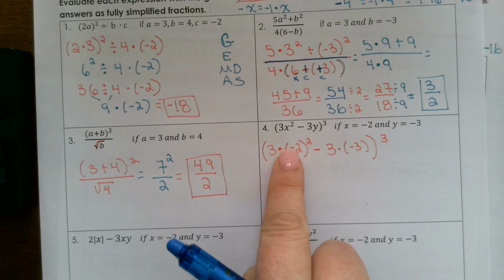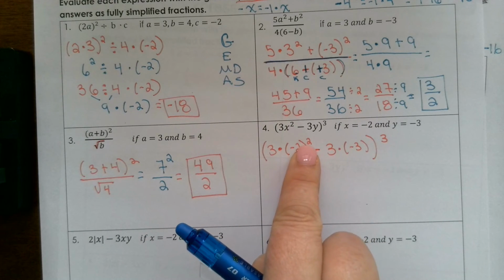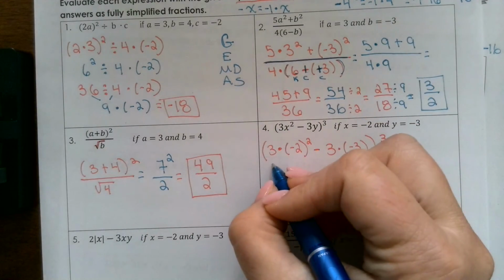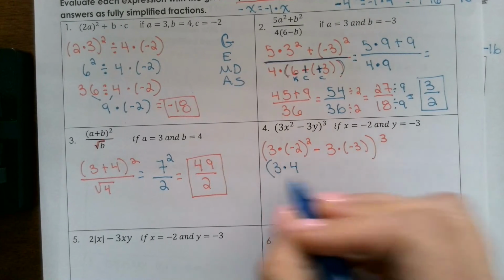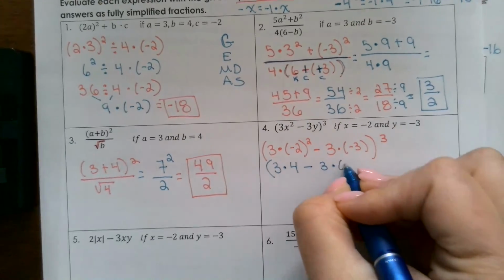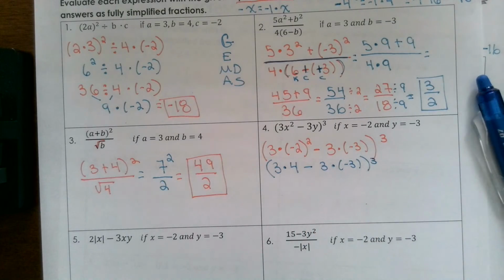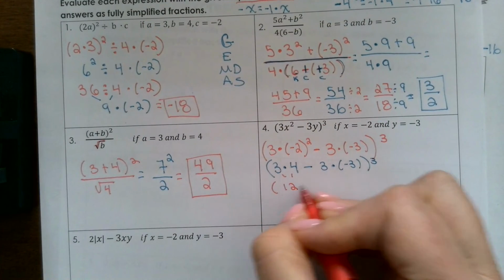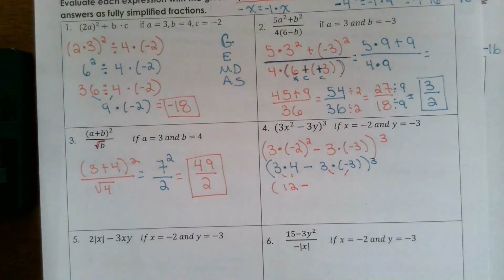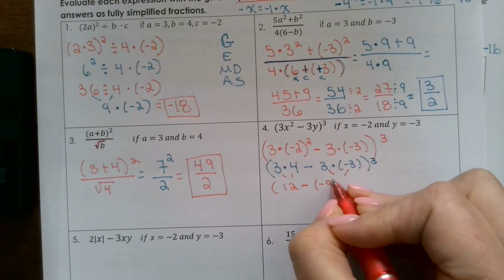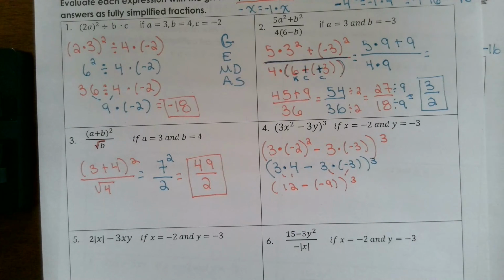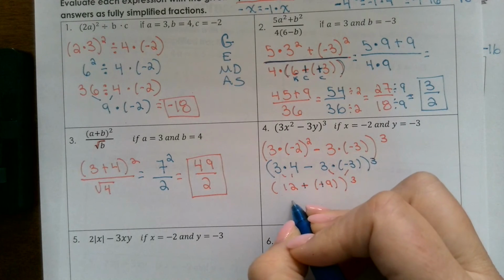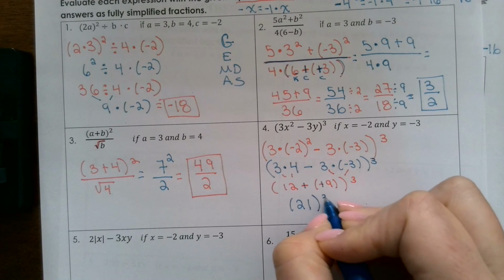Okay, exponents inside these parentheses. I have the negative 2 squared. I'm not going to do this cubed until the end because it's all inside the parentheses. Negative 2 squared is 4. So I have 3 times 4 minus 3 times negative 3, and it will all be cubed. Multiplication and division. I have 3 times 4, which is 12, minus 3 times negative 3, which is a negative 9, and that will all be cubed. We've got another keep, change, so this is actually 12 plus 9, which is 21 cubed.